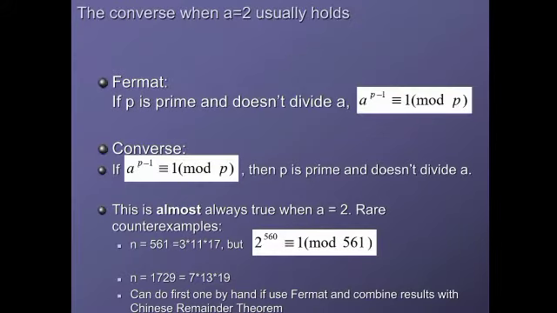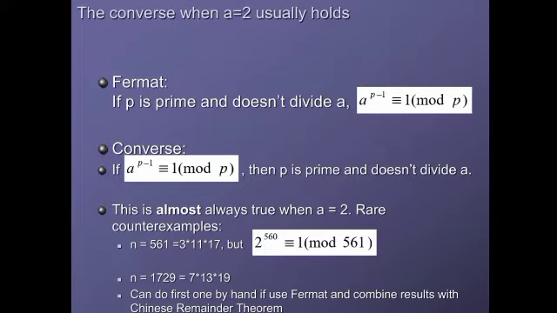So the converse when a is equal to 2 usually holds. Fermat: if p is a prime and doesn't divide a, then a raised to the power of p minus 1 is congruent to 1 mod p. And in converse, if a raised to the power of p minus 1 is congruent to 1 mod p, then p is prime and doesn't divide a. And this is almost always true when a is equal to 2.